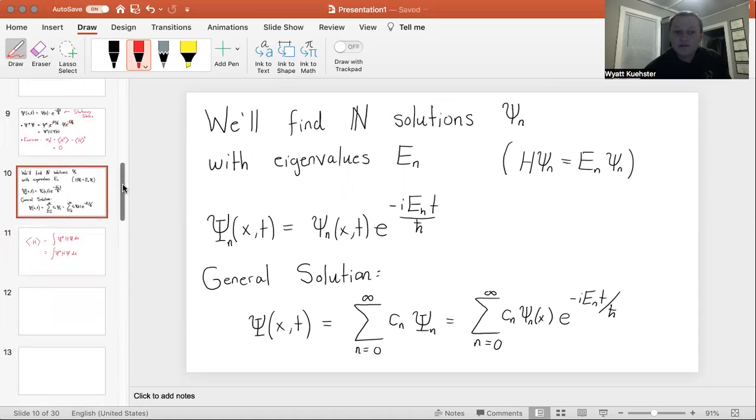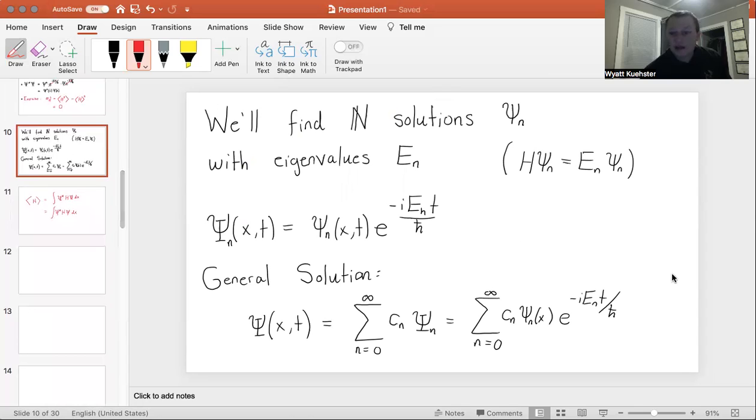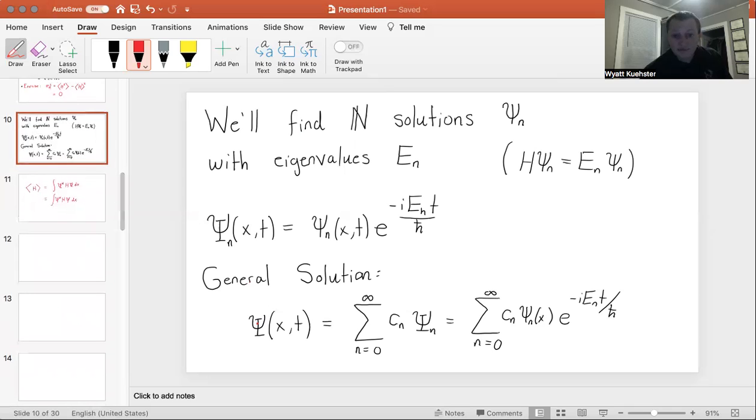And this is the magic of separation of variables: a general function can be written as a linear combination of these separable solutions, or stationary states. It will be true in quantum mechanics that any wave function can be written as a linear superposition of these eigenfunctions, the psi n's, times these little wiggle factors, e to the minus iEt over h bar. I'll show you how to compute the coefficients of this next time, and we'll maybe do an example of how to compute these c n's on a problem set.